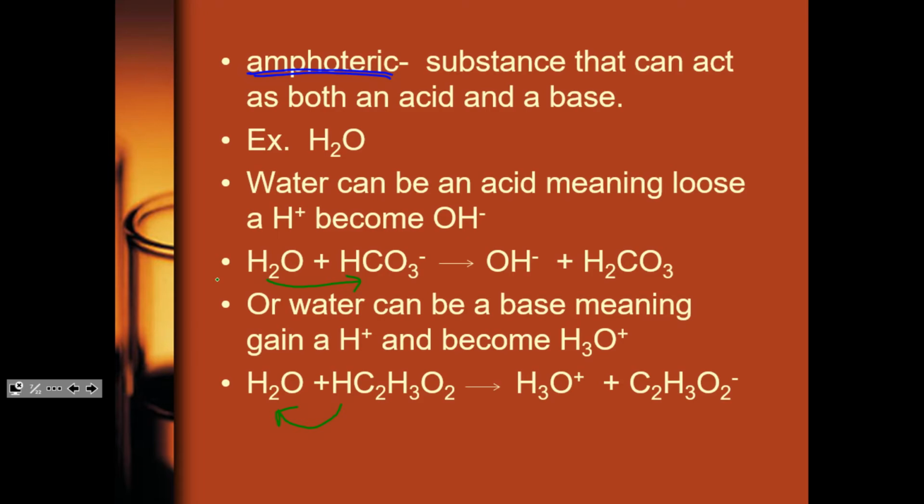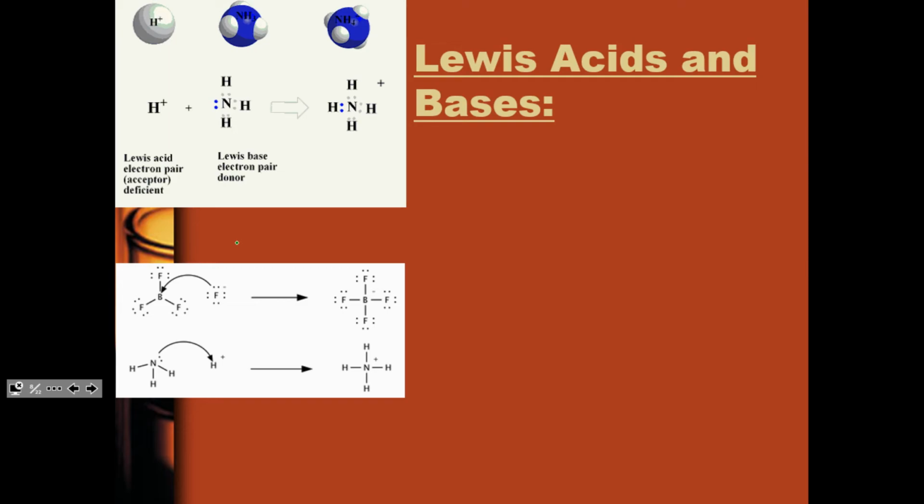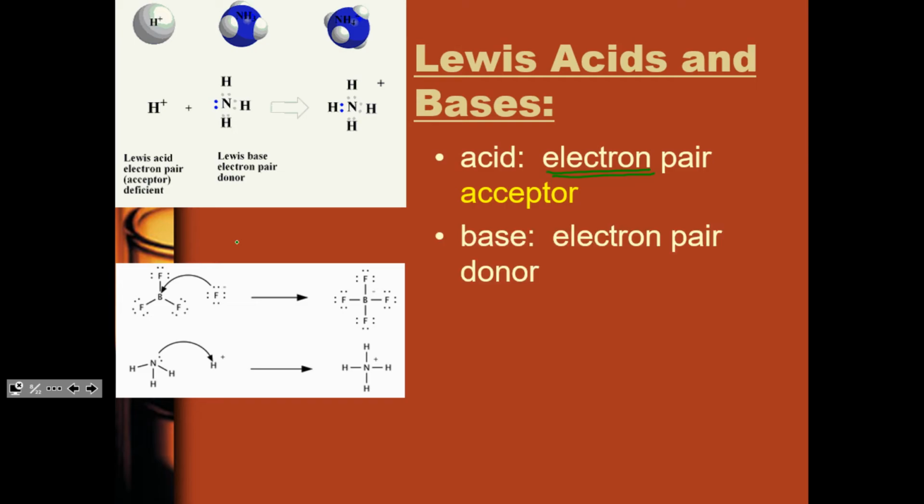So this is an amphoteric substance. And our final definition for acids and bases would be Lewis acids and bases. A Lewis acid is an electron pair acceptor. We're changing here, because the last one was about the hydrogen, which is a proton. Now we're looking at the actual electrons. If we accept a pair of electrons, we have a Lewis acid. If we donate a pair of electrons, we have a Lewis base.